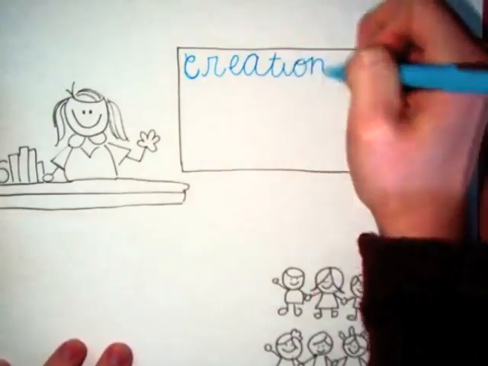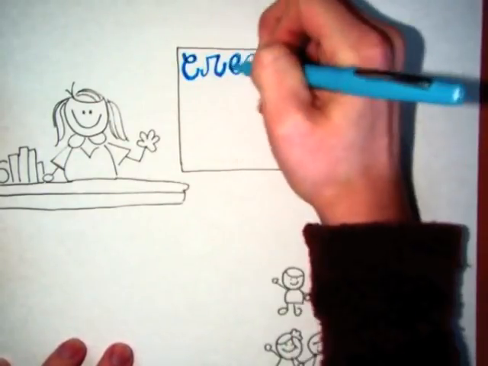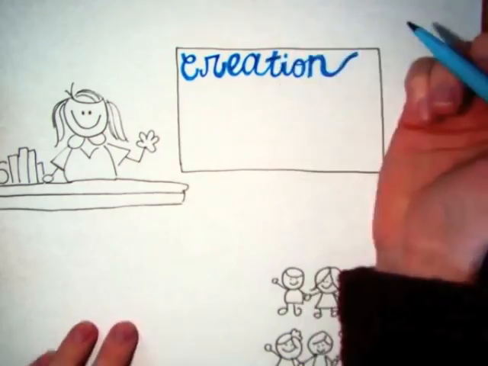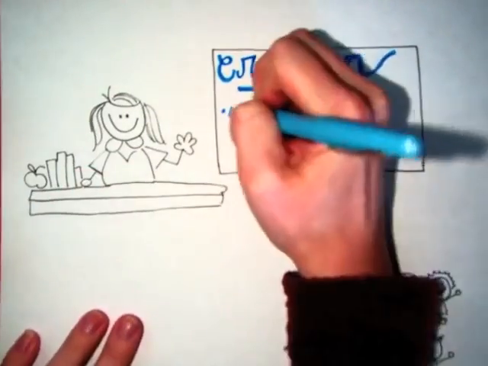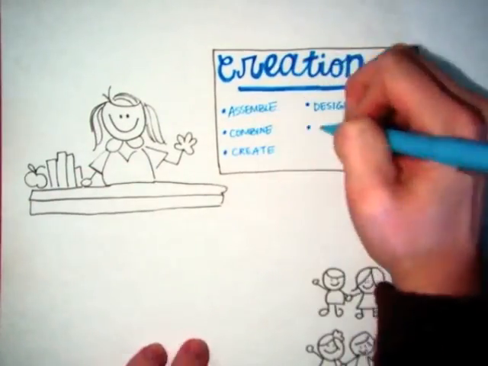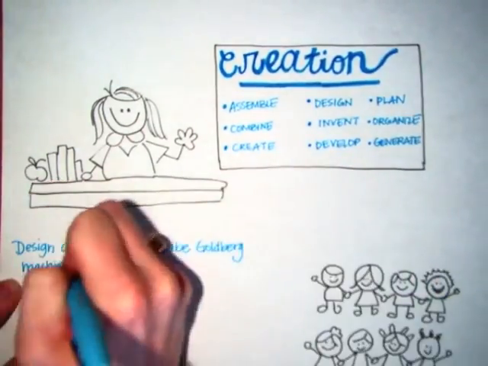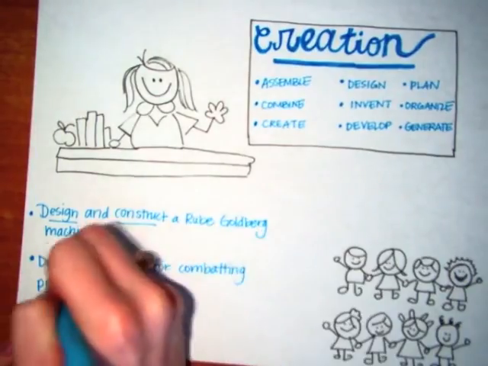And finally, we have creation. The creation domain asks students to combine information in a whole new way to propose alternative solutions or to create a new product or new point of view. To pose these questions to students, you should begin with words like assemble, combine, create, design, invent, or develop.